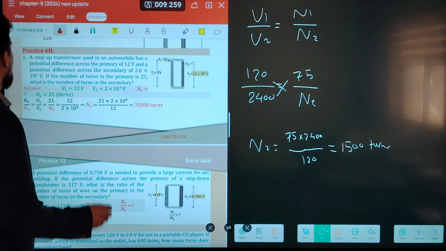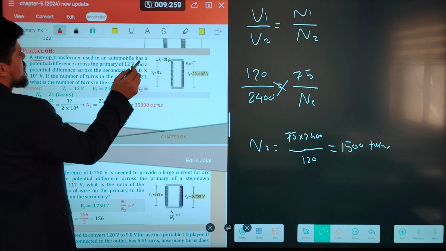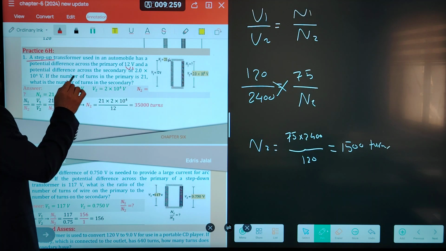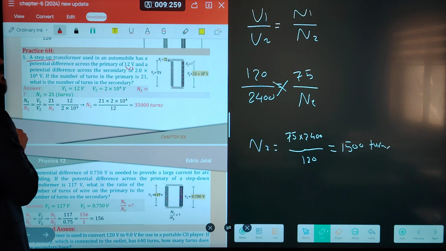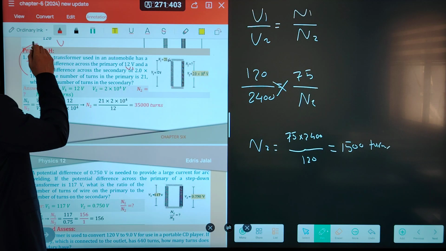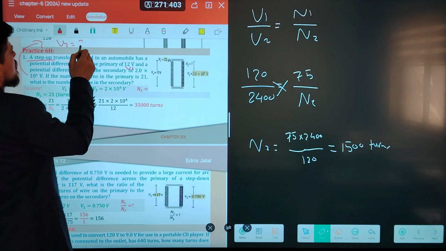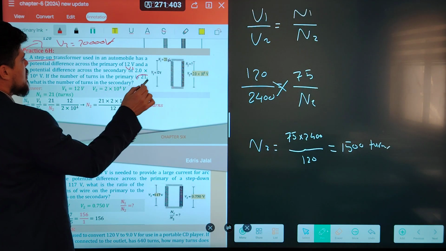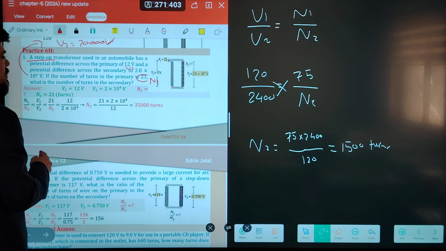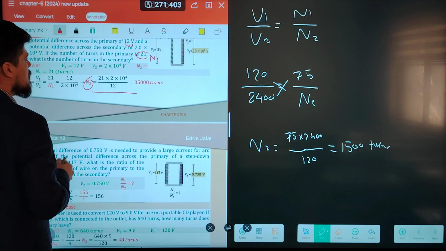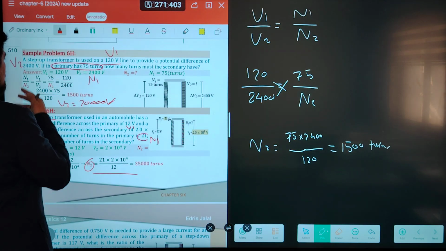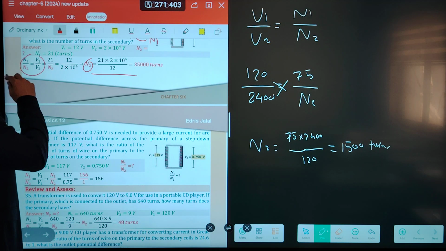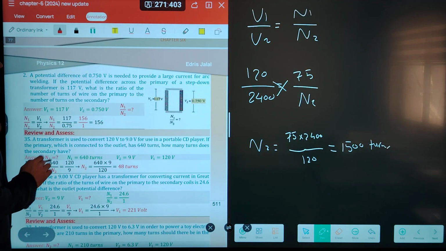Very easy. A step up transformer used in an automobile has a potential difference across the primary V1 of 12 volts and potential difference in the secondary of 2 times 10 to the power 4. V2 is equal to what? 20,000 volts. Okay. Number of turns in the primary N1. What is the number of turns in the secondary? The same question as the sample problem we solved. It's very easy, you just have to write down the equation. After that, replace, and you can determine the unknown variable.